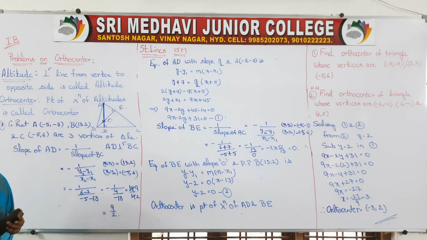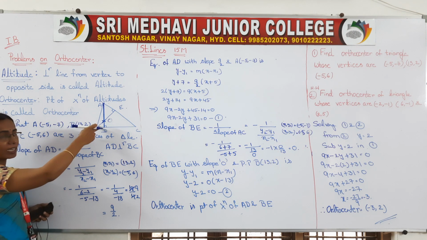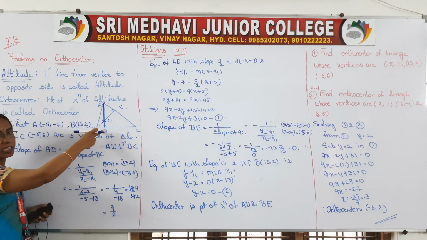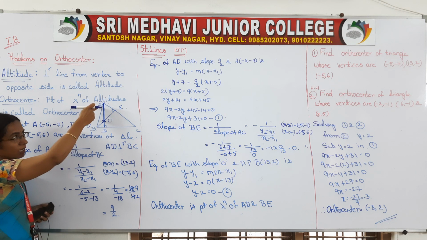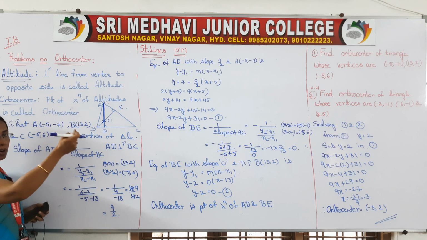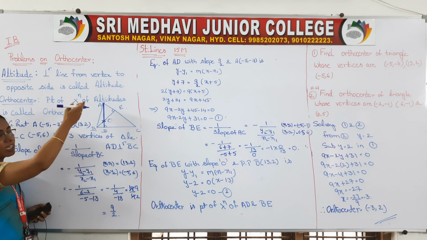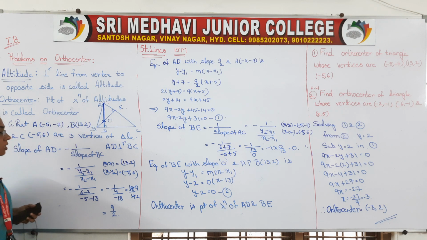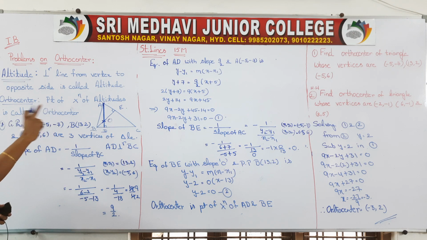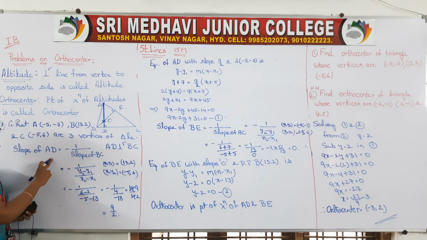So the first altitude AD, how will we get it? It is nothing but a line. So how can we write a line equation? We have one point, the A point is given to us. If we know the point and we know the slope, we can write that line equation by using the formula y minus y1 is equal to m into x minus x1. So our requirement is the slope. So try to get the slope of the altitude AD.